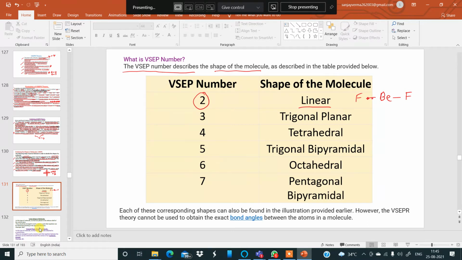There are 2 electron bonding pairs. So this is a linear shape, and the bond angle over here becomes 180 degrees. So that's a linear shape. Over here, the VSEPR number is 1 plus 1, 2.